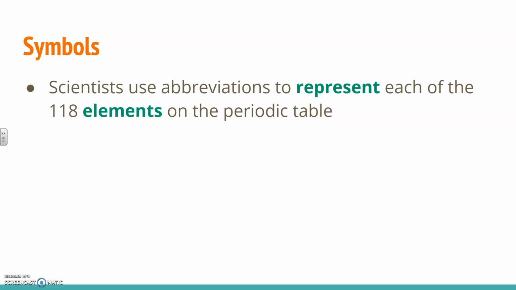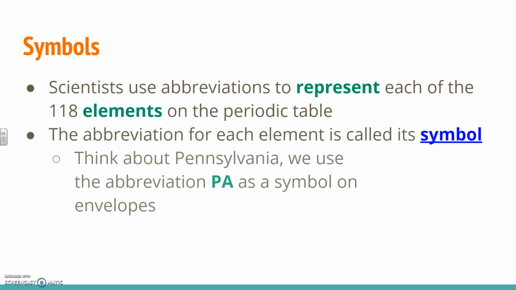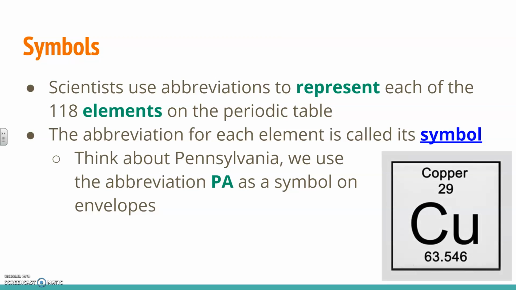So symbols. Scientists today use abbreviations to represent each of the 118 elements on the periodic table. The abbreviation is called its symbol. Every state has a symbol as well. Think about Pennsylvania. Very infrequently do we actually call the state Pennsylvania. We all just call it PA because it's way too long of a state to say in its entirety. So that's what you would put on an envelope.